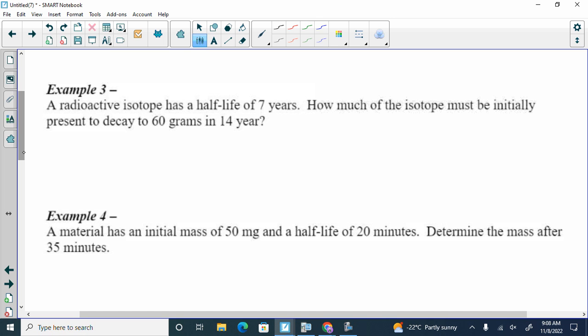So here we have a radioactive isotope that has a half-life of 7 years. So I know that R is a half. And is this T or P? P, because every 7 years it's halving, right? So 7 years is quite some time. How much of the isotope must be initially present to decay to 60 grams in 14 years?